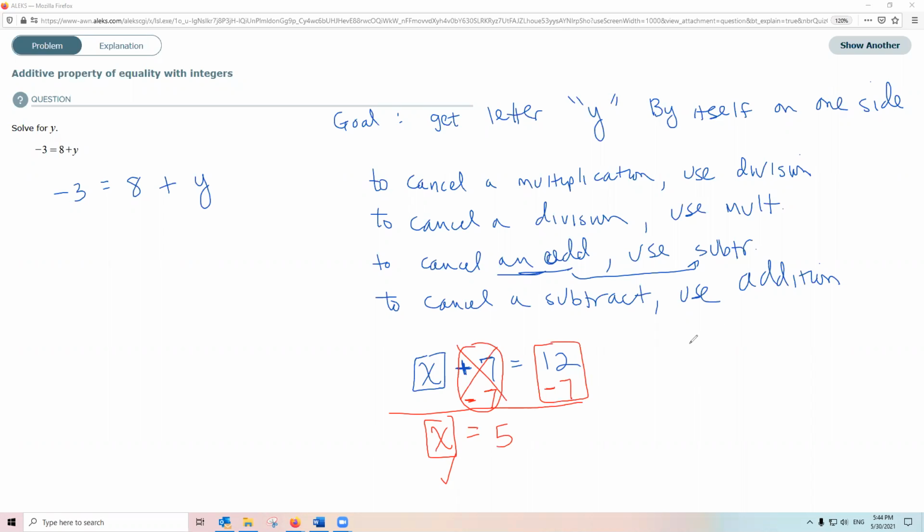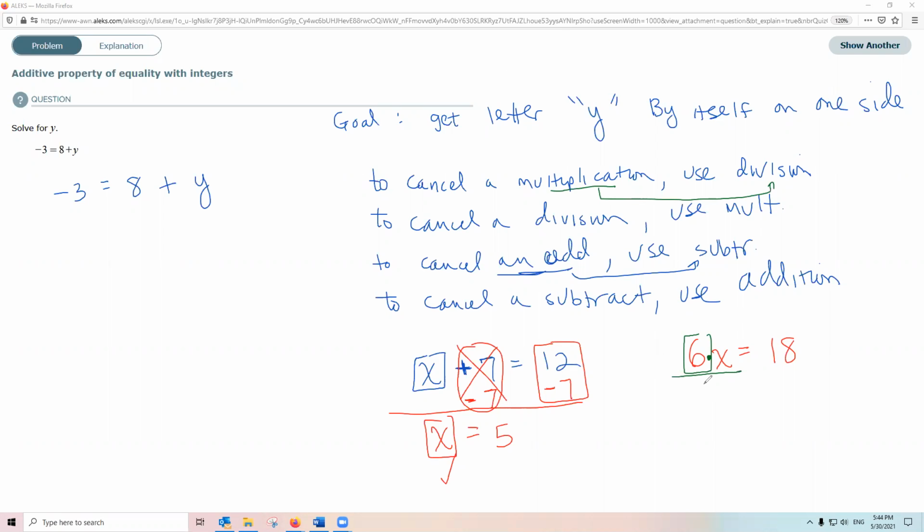I'll give you another example. How about 6x equals 18? Well, in this case, the 6 is actually multiplying the x. Even though there's no multiplication symbol, we can write it in ourselves. So 6x really means 6 multiplying x. Well, remember, we want to get x by itself, so we want to cancel out a multiplication. Well, to cancel out the multiplication by 6, we can use division by 6.